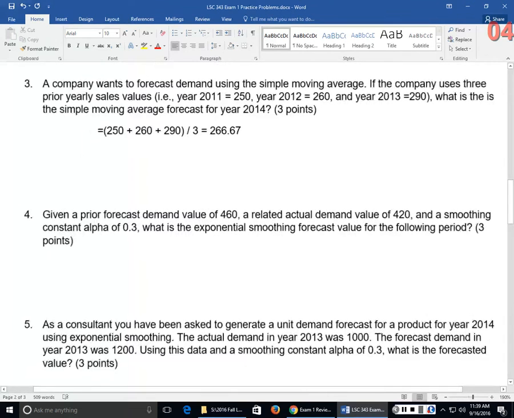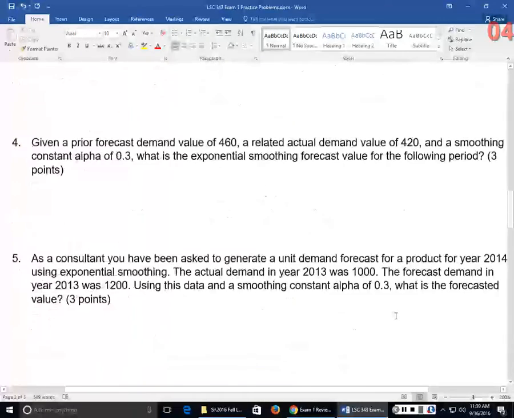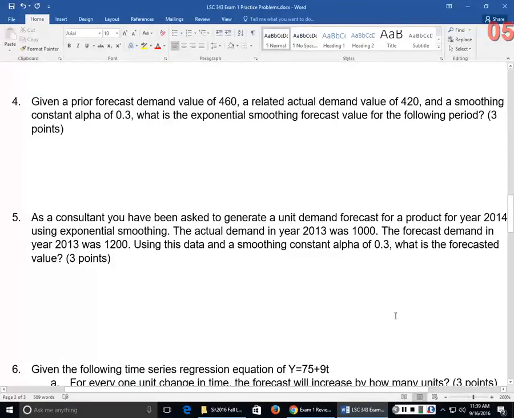Okay, all right, so then, Taylor, given a prior forecast demand of 460, a related actual demand of 420, and a smoothing alpha of 0.3, what's the exponential smoothing forecast? And you'll get the formula, which says that the forecast for the current time period equals the forecast from the previous time period plus alpha times your error, right?